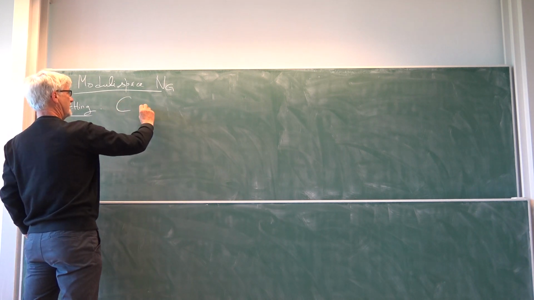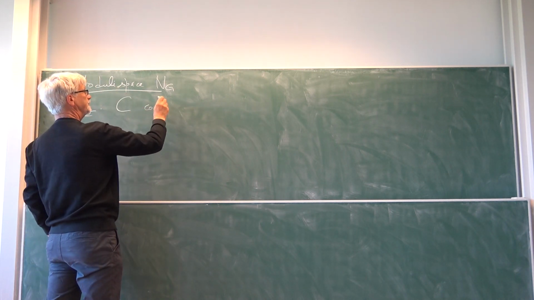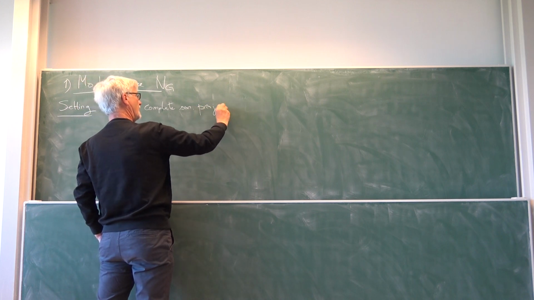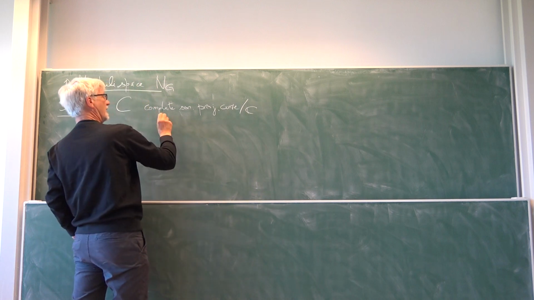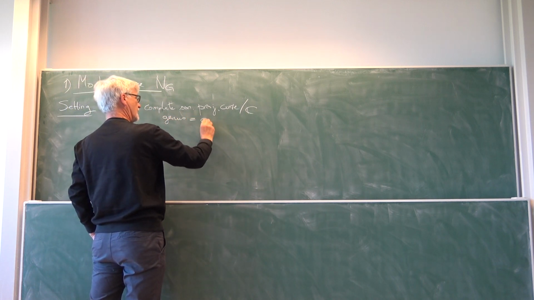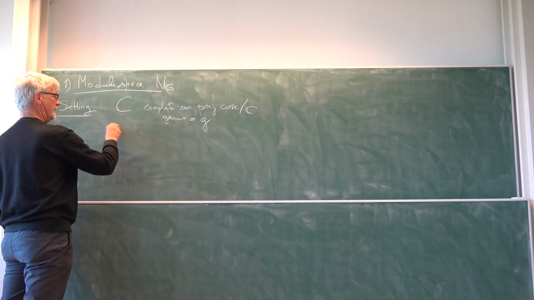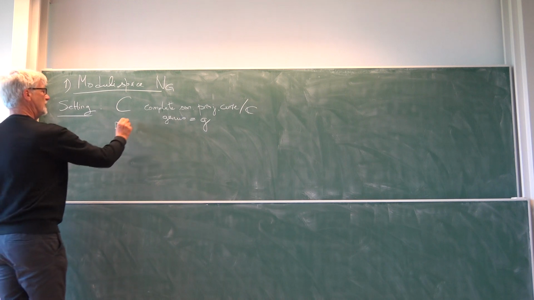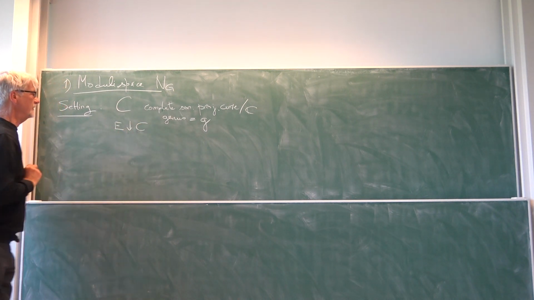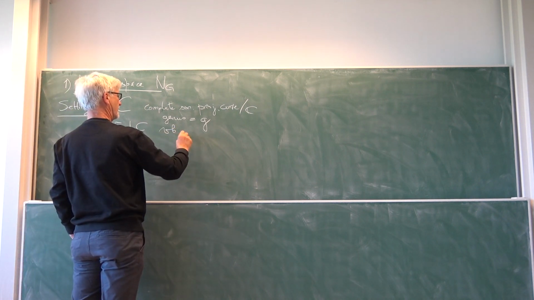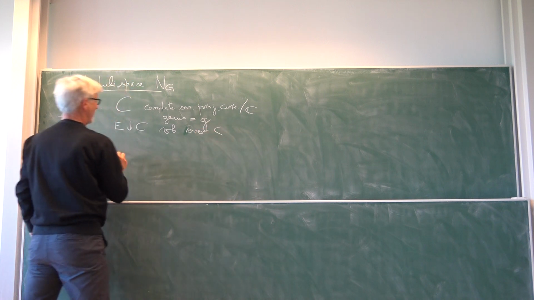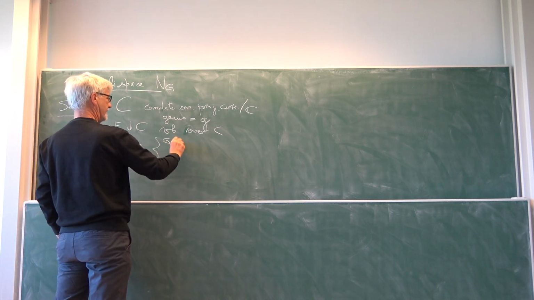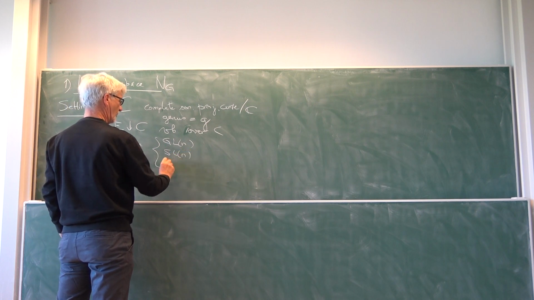I have C, just a complete smooth projective curve over C, and it will be of genus G. And I am mostly interested in this talk in vector bundles, which I will denote E with a little arrow, vector bundles over the curve C, and G will be either GLN or SLN or PGLN.